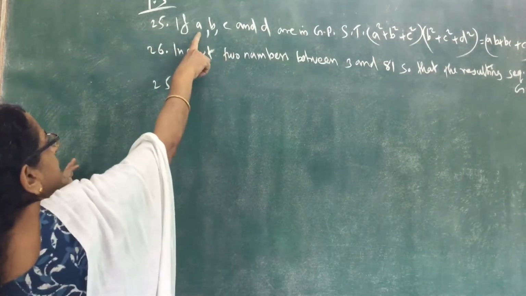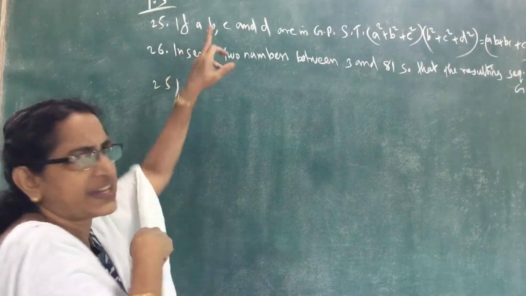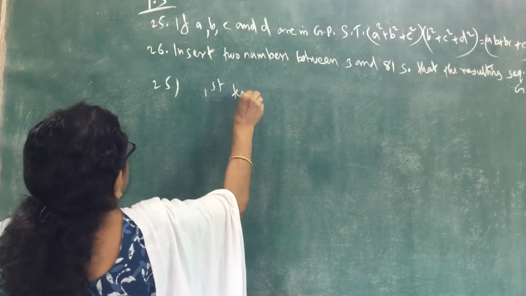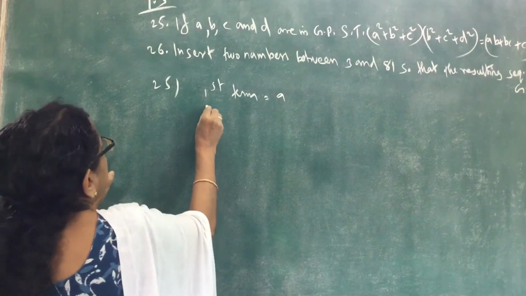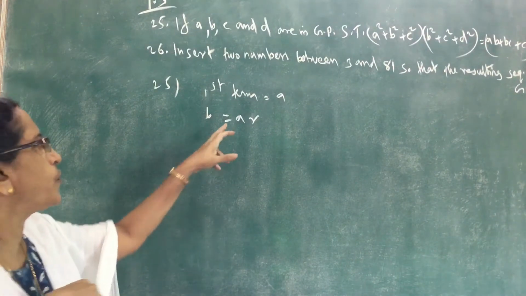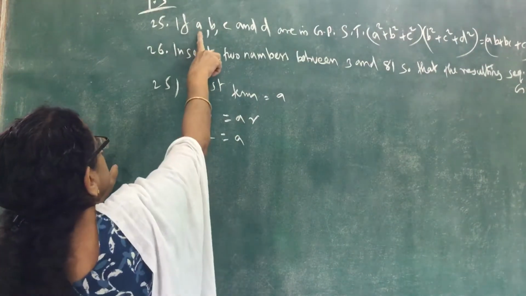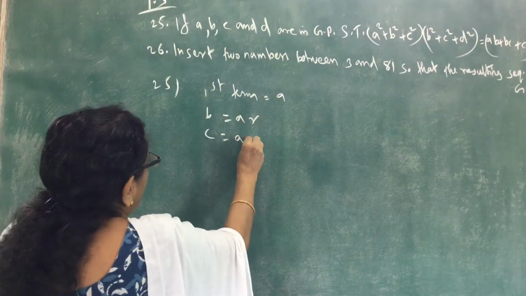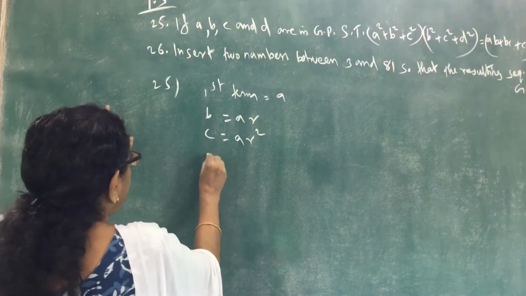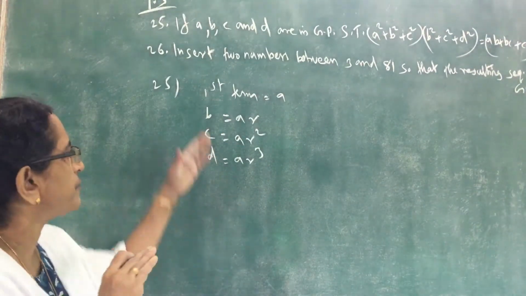So the first term we can consider A. Then B, the second term, is first term into common ratio, so B equals A into R, that is AR. What is C? C is the third term, so A into R square, multiplying by the common ratio we get the next term. Then D, what is D? D equals AR cube. These are the four terms of the GP.